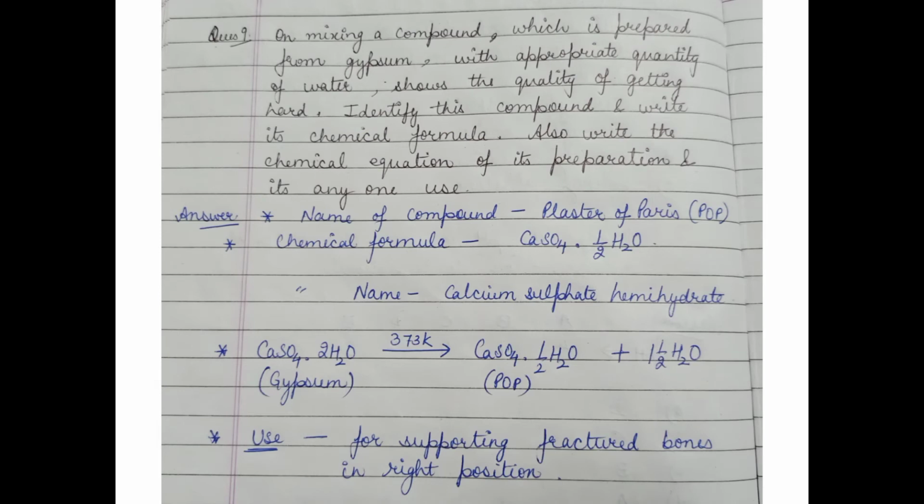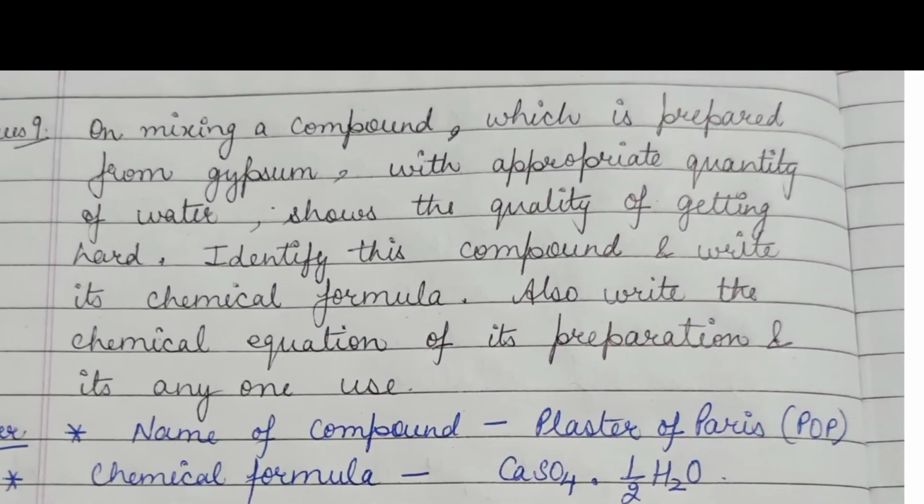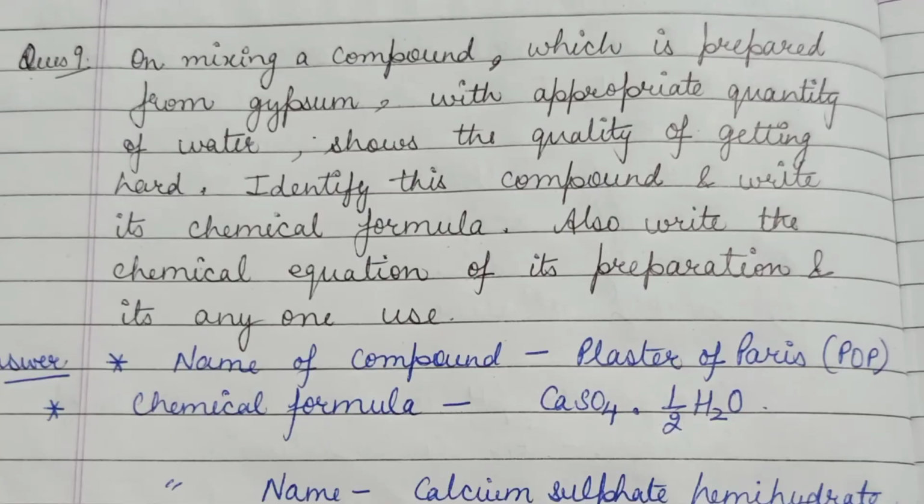Now the question number 5 is, let's zoom it. On mixing a compound which is prepared from gypsum with appropriate quantity of water shows the quality of getting hard. Now again the hint is given that compound is prepared from gypsum with appropriate quantity of water, it shows the quality of getting hard. ये hard हो जाता है. Identify the compound, write its chemical formula, also write the chemical equation of its preparation and its one use.